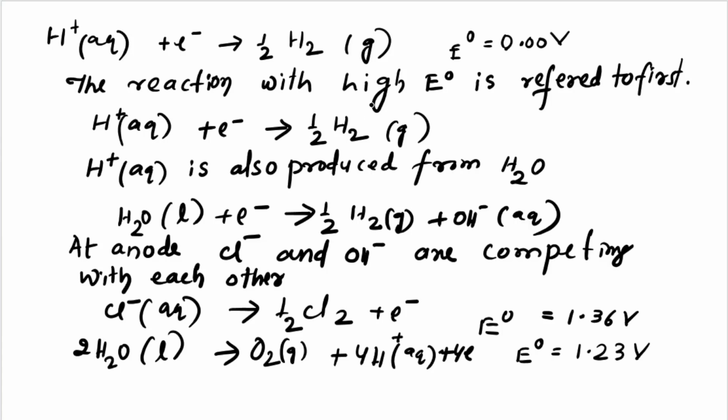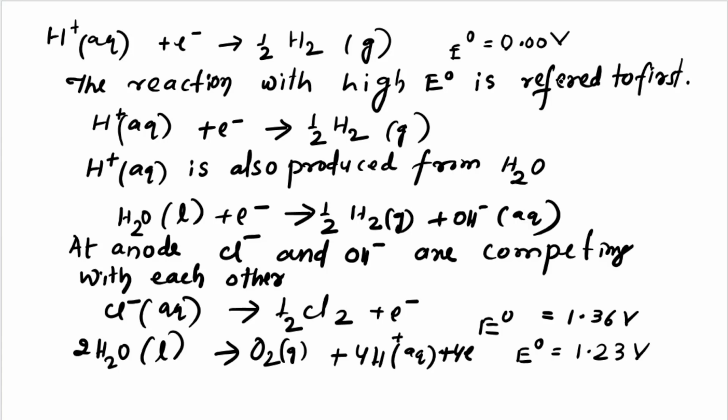Now the reaction with the higher E0 is preferred first. Here the value is 0 volts. Then H plus aqueous takes an electron to give half H2, and H plus aqueous is also produced from water. So here water liquid takes an electron and gives half H2 gas and OH minus. At the anode, Cl minus and OH minus are competing with each other.